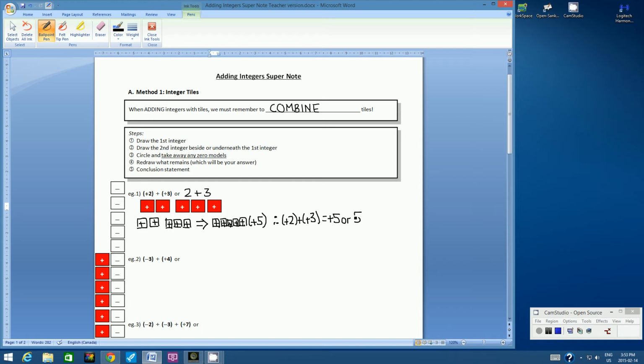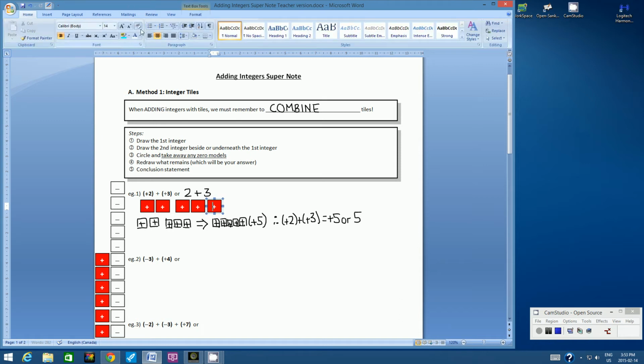Okay, so let's go on to number 2. Let's start with the tile model first using our integer tiles. So our first integer is -3. So we get to use some negative integer tiles now. Let's bring over 3 negative tiles and place them all in a line. 3 integer tiles.